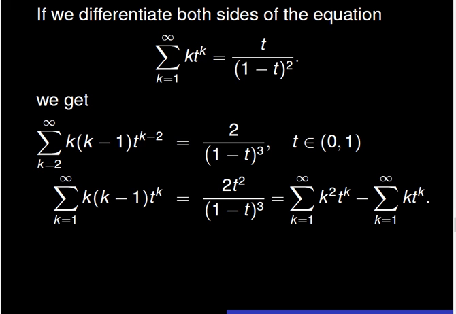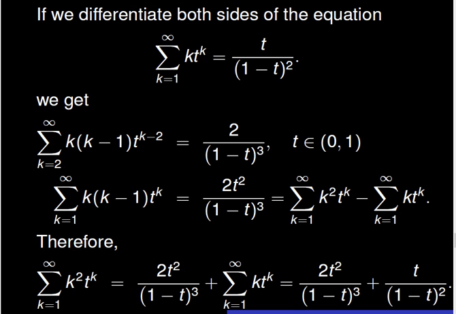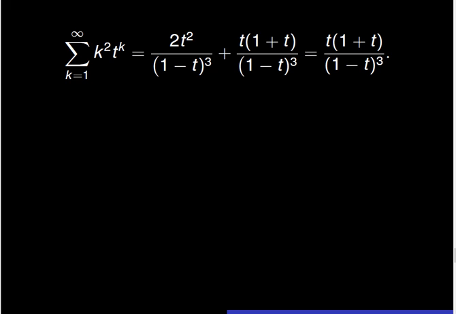We first multiply both sides of the previous equation by t squared, then break the resulting series as a difference of two series: the sum from 1 to infinity of k squared times t to the power k, minus the sum from 1 to infinity of k times t to the power k. This allows us to derive the sum of the series from 1 to infinity of k squared times t to the power k as the quantity 2t squared over the quantity 1 minus t cubed plus t over the quantity 1 minus t squared. It comes that the sum of the series from 1 to infinity of k squared times t to the power k is equal to the fraction with numerator t times the quantity 1 plus t and denominator the quantity 1 minus t cubed.